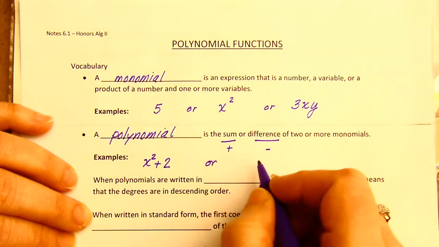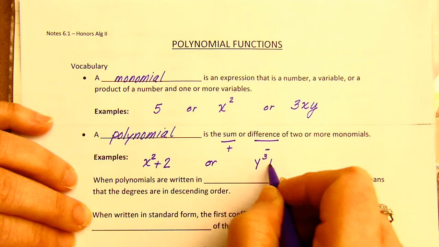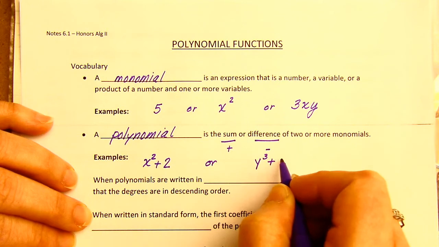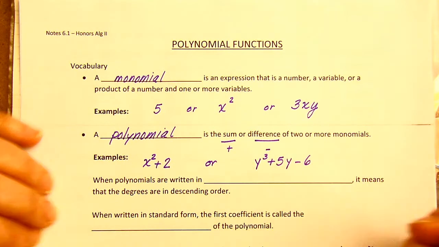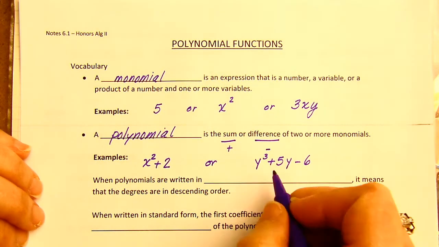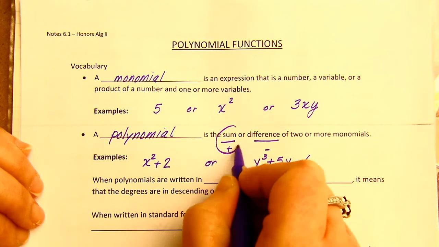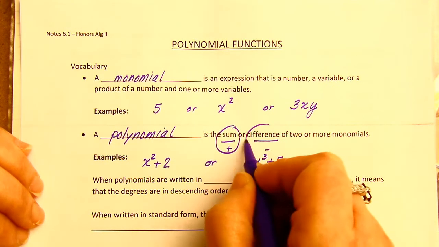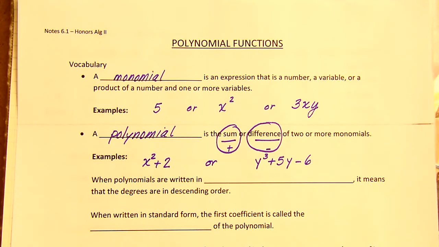Or maybe you have something like y to the power of 3 plus 5y subtract 6. That's a polynomial with three terms. They are separated by addition and subtraction, thereby falling under this category in the definition. You're adding or subtracting two or more monomials.